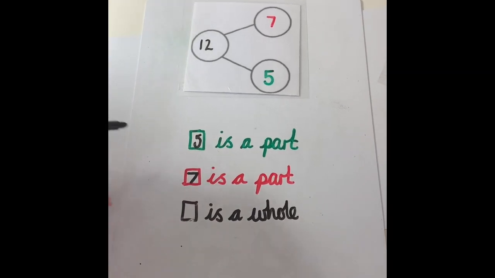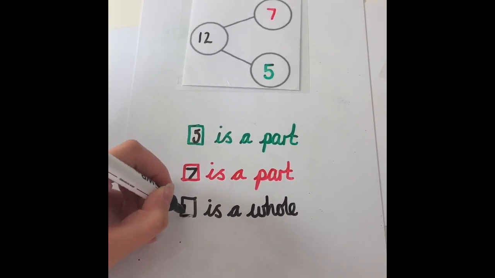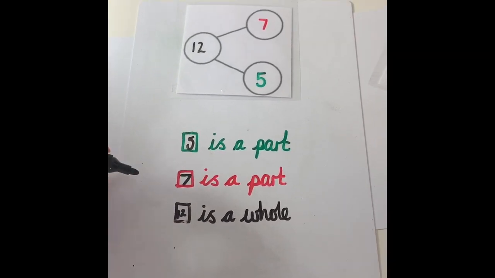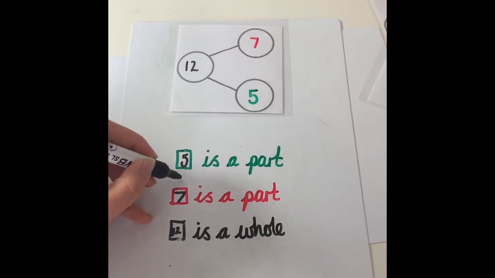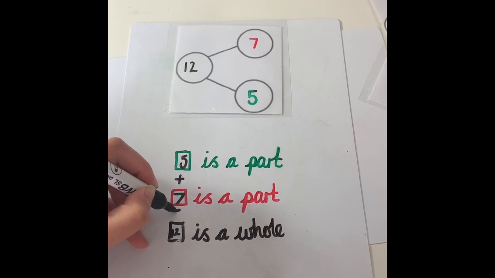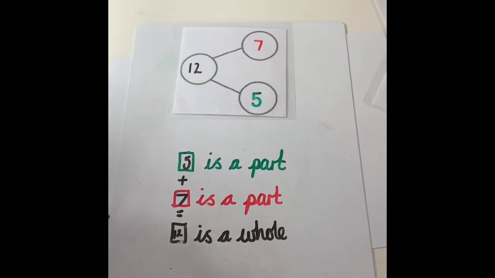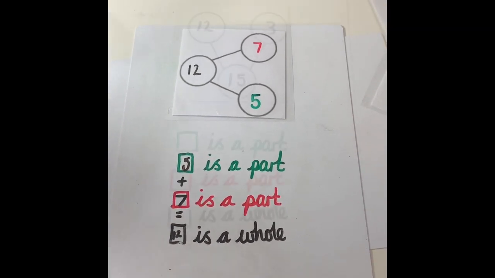7 is a part. And, if I can fit it in, 12 is a whole. 5, 7, they've added together to equal 12. Shall we have a go at another one?